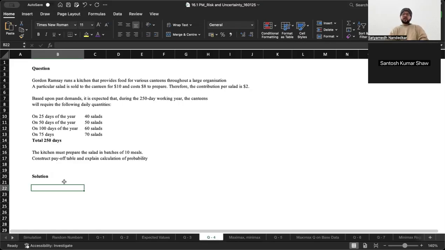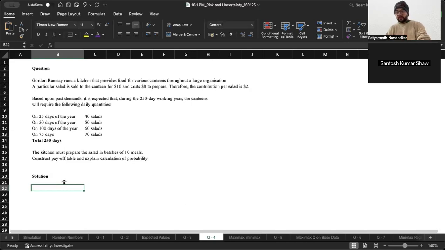Gordon Ramsay runs a kitchen that provides food for various canteens throughout a large organization. A particular salad is sold to the canteen for 10 and costs 8 to prepare. Therefore, the contribution per salad is 2. Based upon past demands, it is expected that during the 250-day working year, the canteens will require the following daily quantity. On 25 days of the year, you will need 40 salads. On 50 days of the year, you will need 50 salads. On 100 days of the year, you will need 60. And on 75 days of the year, you will need 70 salads. The kitchen must prepare salad in batches of 10.